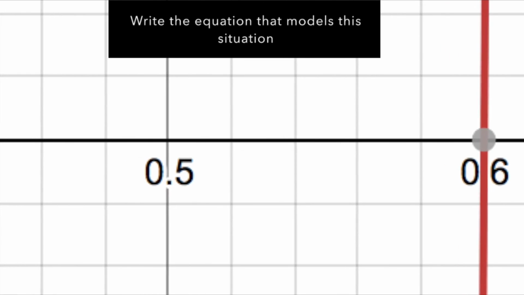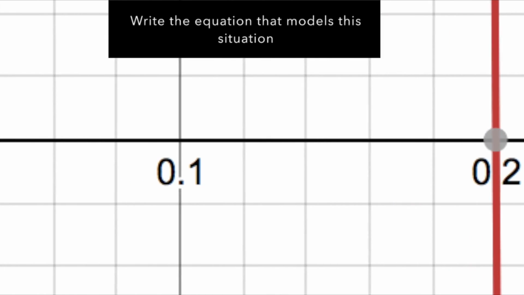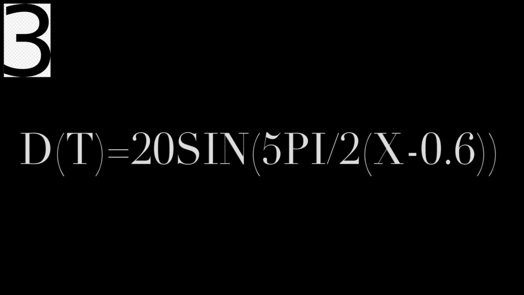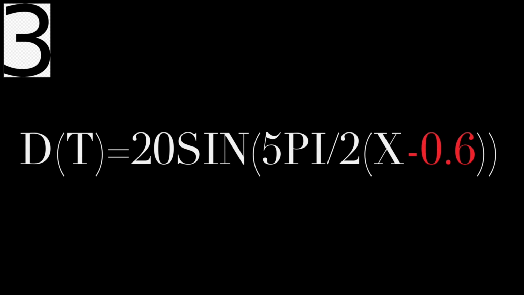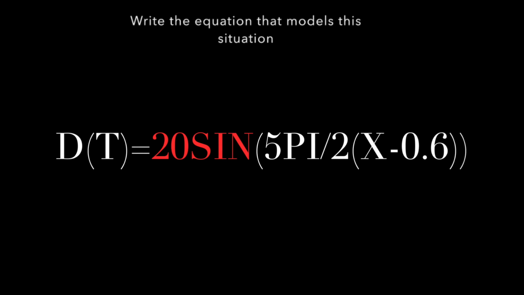In this case, the a, b, and k values remain the same, but as I just said, the horizontal translation, otherwise known as the h value, has changed. When writing the equation, it will read as follows. d of t equals 20 sine bracket 5 pi over 2 bracket x minus 0.6 bracket bracket. If you notice, the 0.6 has a negative sign in front of it. This is because once you take it out of the equation, its sign flips, so it will be positive. Also take note that in front of the 20, or a value, there is no sign indicating it is negative because we drew out a positive sine graph.